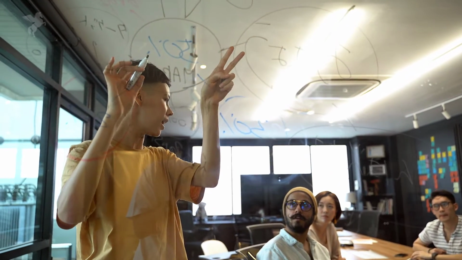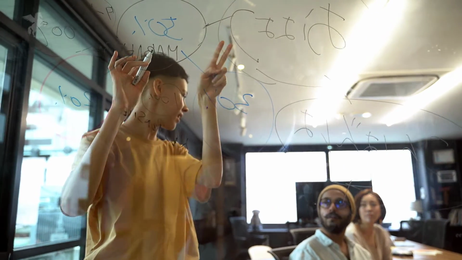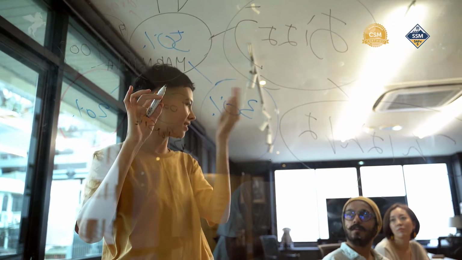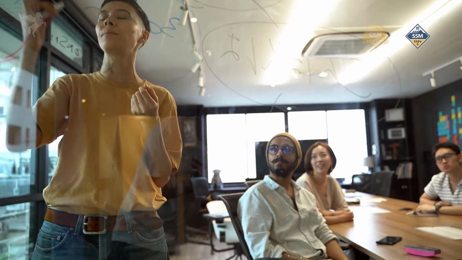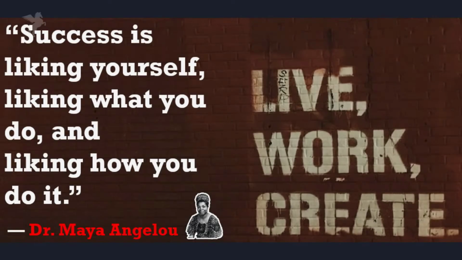In this PM Century video, we'll break down the Scrum Master's role across several Agile frameworks. We'll start with a quote that truly embodies the role of a Scrum Master on a project team. This quote comes to us from Dr. Maya Angelou. Success is liking yourself, liking what you do, and liking how you do it.